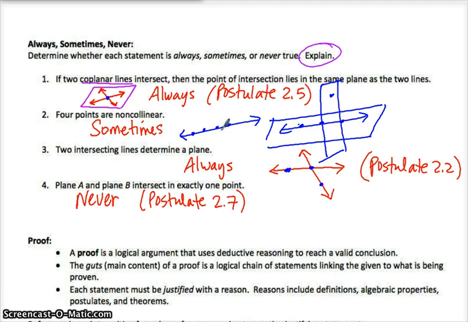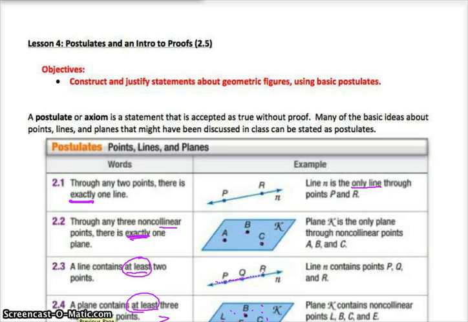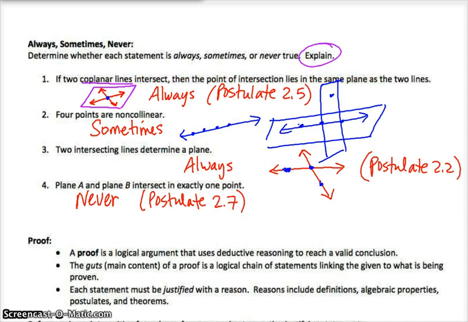2 intersecting lines determine a plane. So do 2 intersecting lines determine a plane? Always. Why? Well, these 2 lines have points that are non-collinear. So here's 3 non-collinear points. And if you look at postulate 2.2, it says through any 3 non-collinear points, there is exactly 1 plane. So through these 3 non-collinear points, there is exactly 1 plane. So yes, it's just determined a plane because of that postulate.